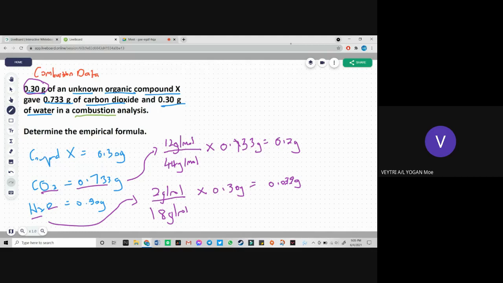What does this mean? The balance is oxygen. That is the meaning of combustion analysis. That is how you calculate oxygen. So to calculate the mass of oxygen, you just take 0.3 minus 0.2 minus 0.033. You will get your answer, which is, anyone? Guys, anyone? 0.067. Yep, 0.067 grams. Okay. That is how you calculate the mass of oxygen.